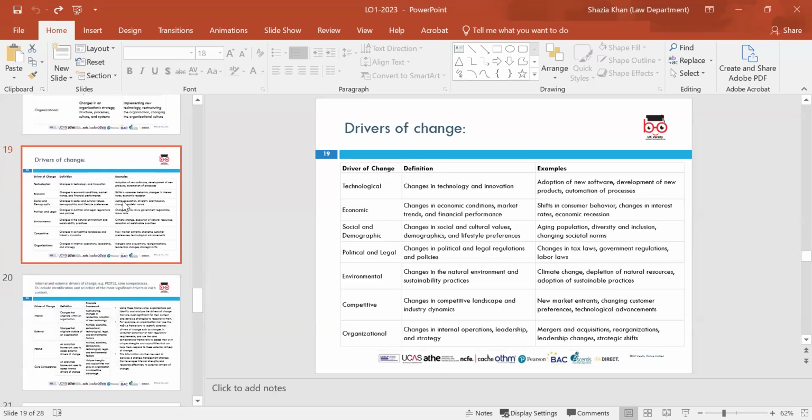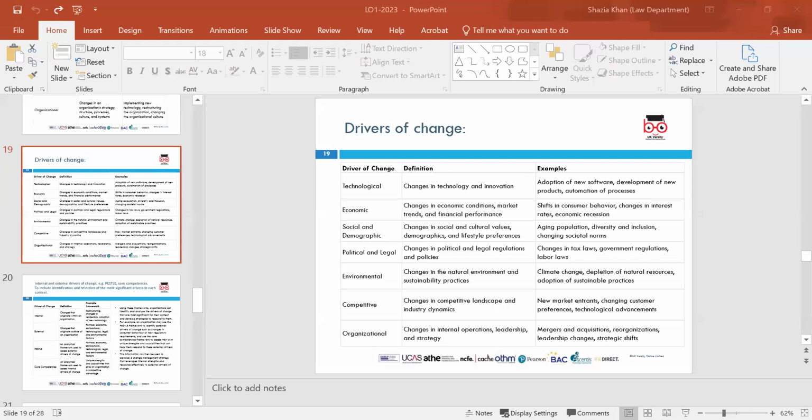So, drivers of change, and this is really important. There are certain drivers of change within an organization that impact the organization itself. You could have different drivers of change within a business. You can have elements of technology. That's a big element of change, as technology is changing. You get new software, adapting to new productivity. It could be economic changes as well, things like changes in economic conditions and market trends.